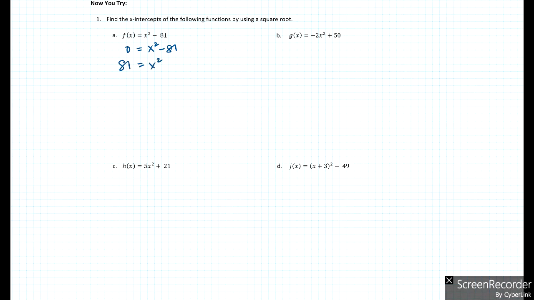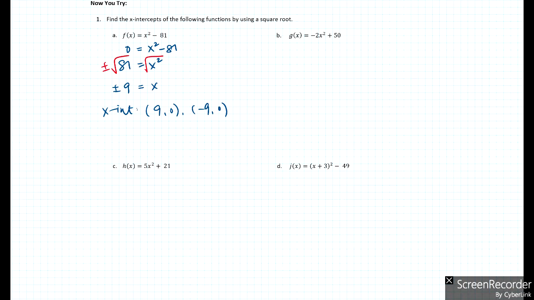Once you have some perfect square equal to a constant, we can go ahead and take the square root. Make sure you have plus or minus over here because you should have two answers. And plus or minus root 81 becomes plus or minus 9, and that's equal to x. Therefore, the x-intercepts are (9, 0) and (negative 9, 0). That's how we can go about it, and everything kind of expands on this structure from here.